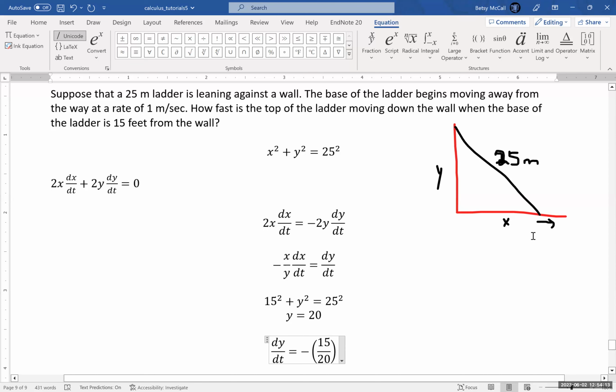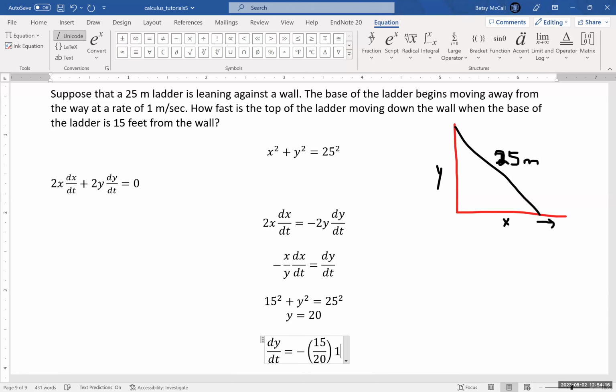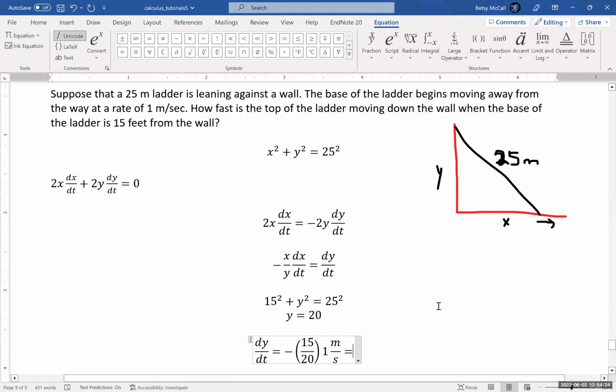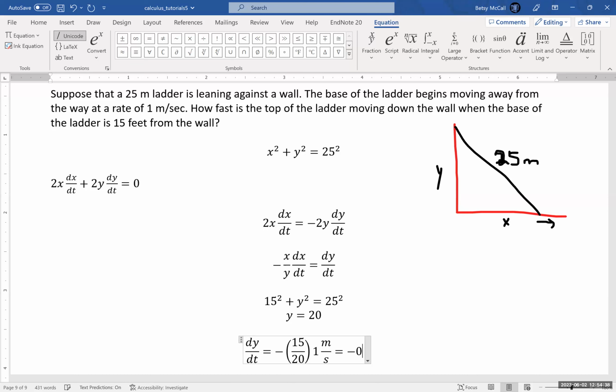X is growing, so this is considered a positive 1 meter per second. And so if I evaluate this, notice that my dy/dt is negative because the y value is decreasing as the top of the ladder is coming down the wall. I end up with negative 0.75 meters per second.